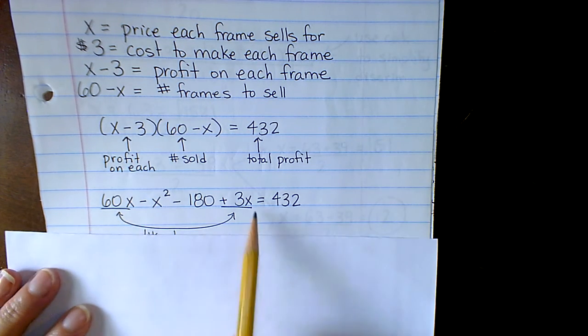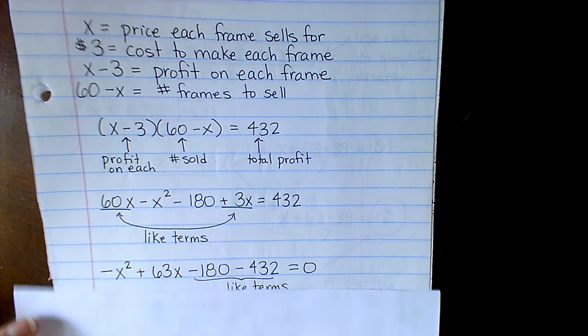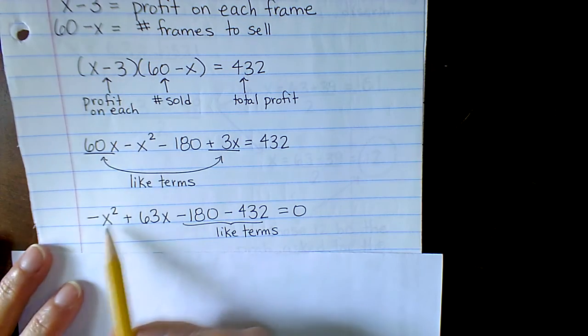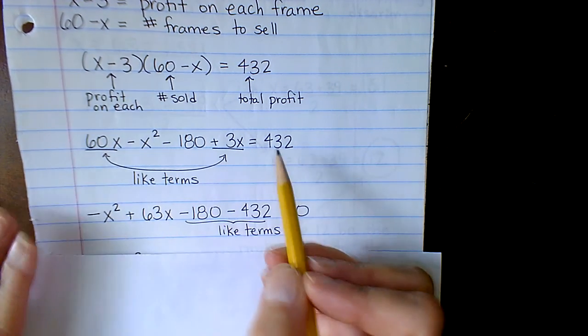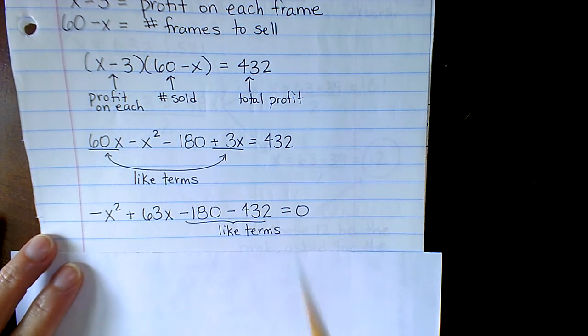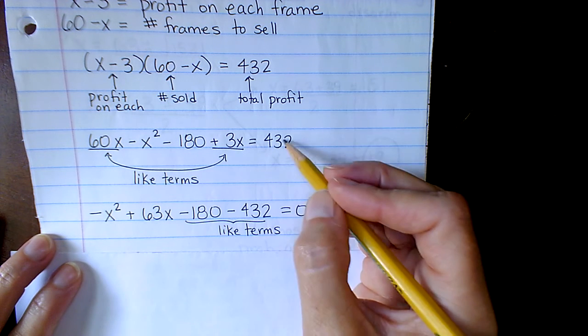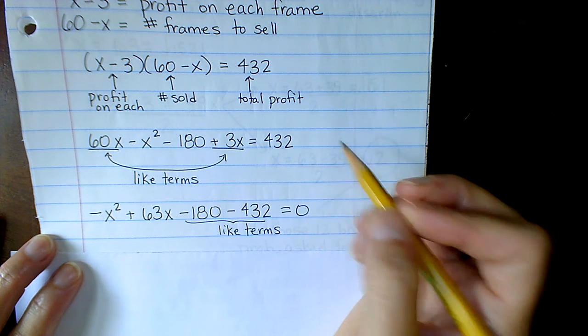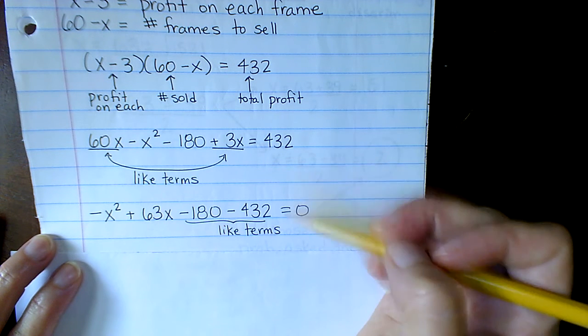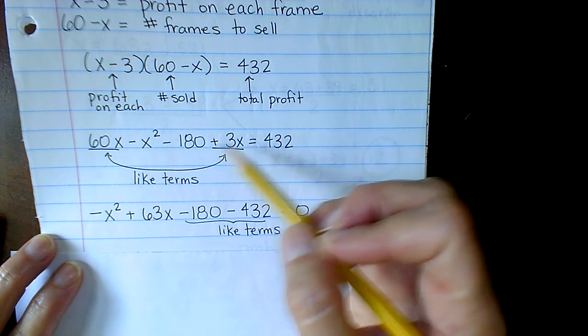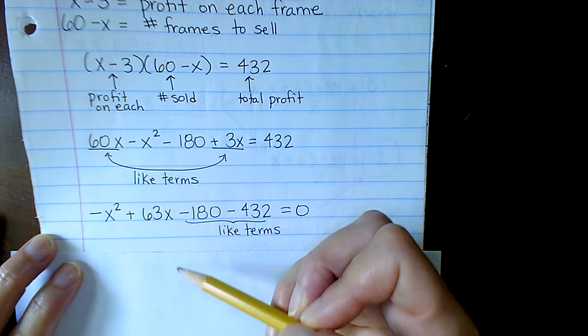Now we're just going to distribute this out, combine our like terms, and get it in standard form. Distributing this out, we get this left-hand side. We got some like terms, and I put them in descending order, with the squared term first and then the x. And I moved that 432 over. A lot happened from here to here, so if you have to pause and say, whoa, what happened? I combined the like terms to get 63x.